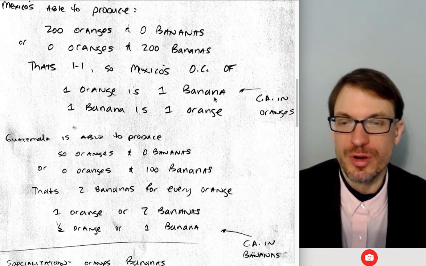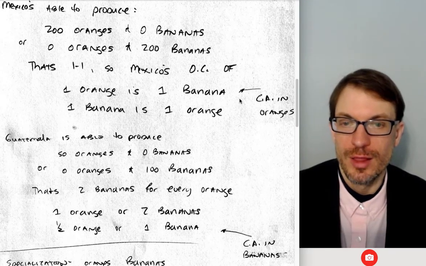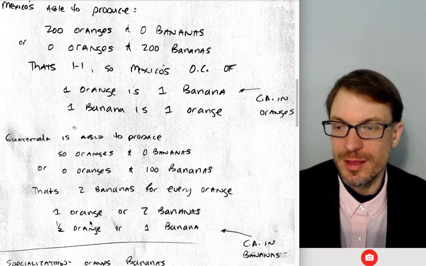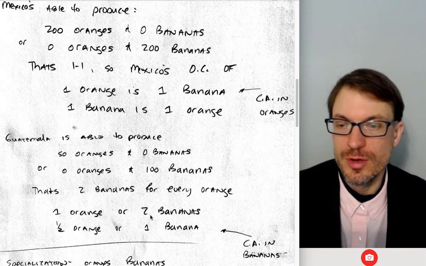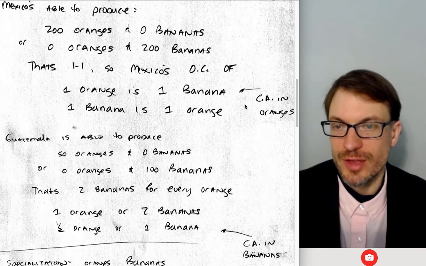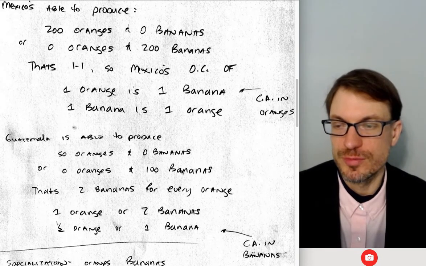Anyway, what we're going to look at is who has the lowest opportunity cost in that particular good. Well, Mexico's opportunity cost of oranges is 1 banana. Guatemala's opportunity cost of oranges is 2 bananas, double. So Guatemala has a comparative advantage in bananas, and Mexico has a comparative advantage in oranges by virtue of giving up fewer bananas to make an orange.